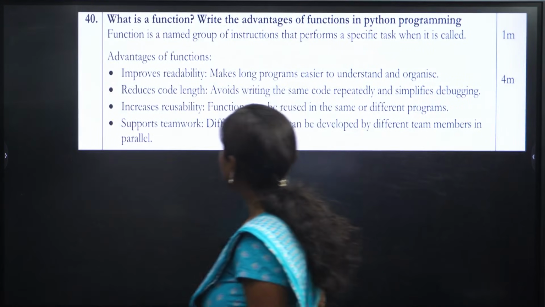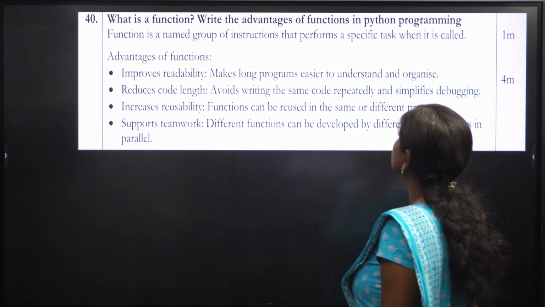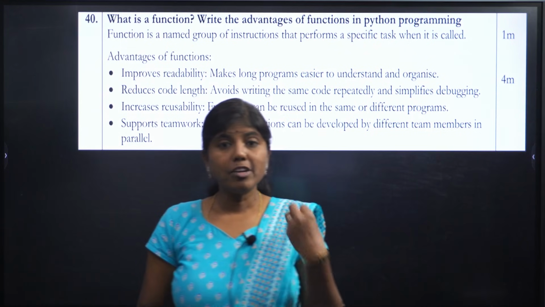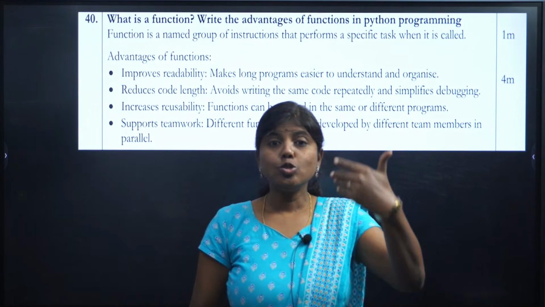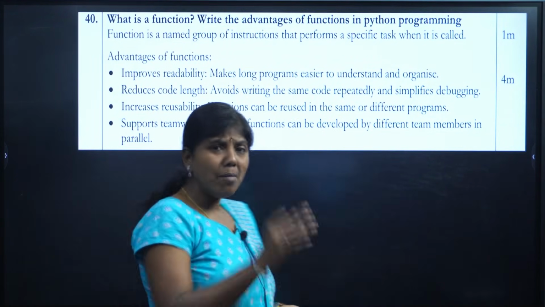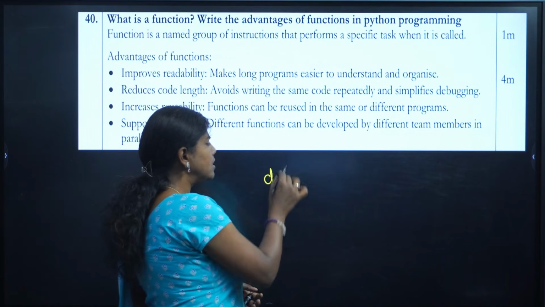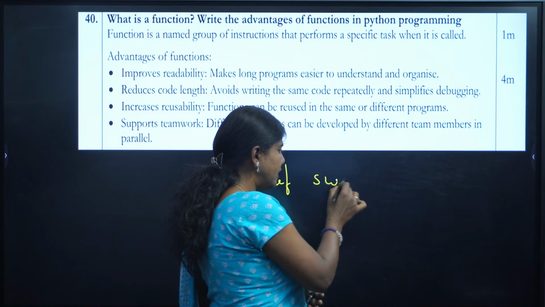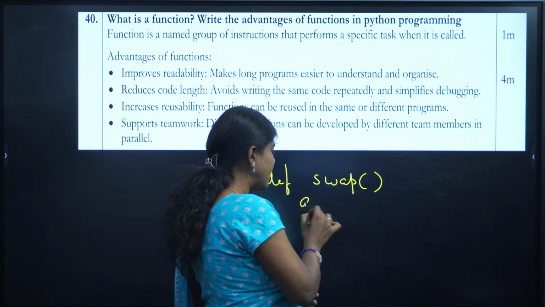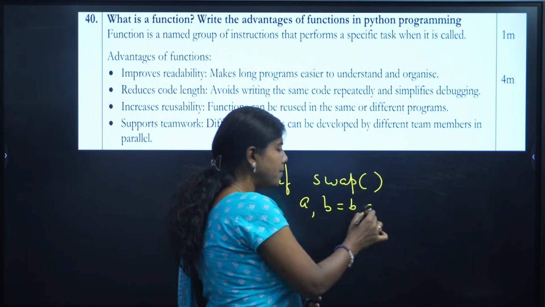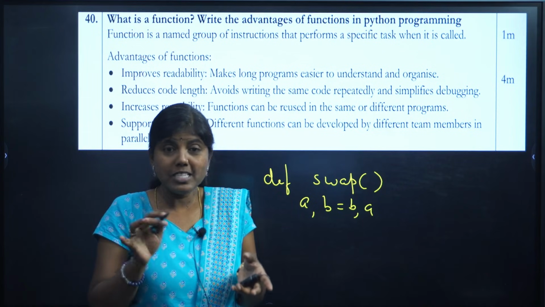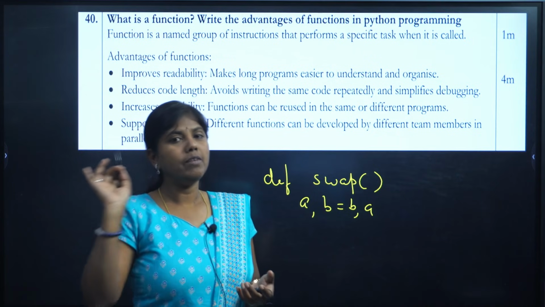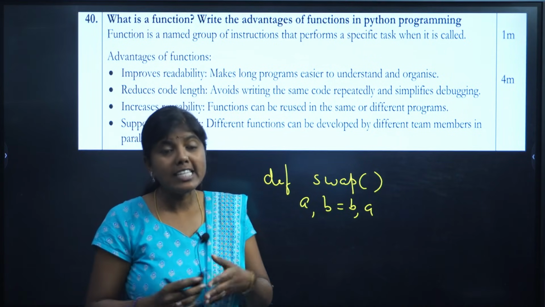What's the next question? What is a function? What are the advantages of functions in Python programming? I've just defined a function called largest, and a function called function 1. So these are the functions. Remember, function means something called def. Def swap a comma b is equals to b comma a. That means the numbers will be swapped. A will have the b value, and b will have the a value. Very easy to swap the numbers.